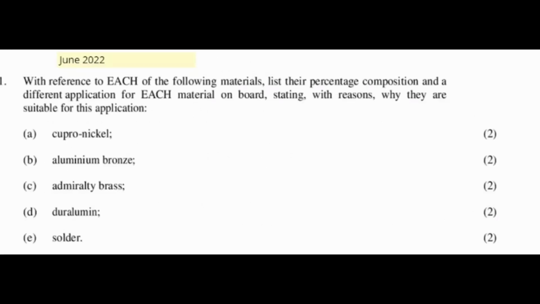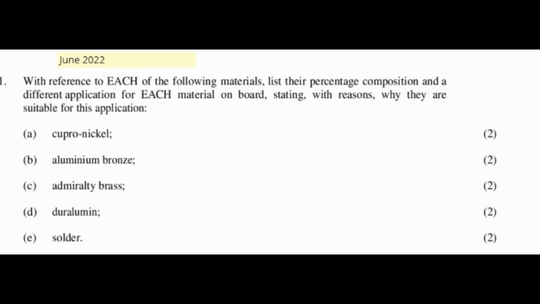With reference to each of the following materials, list their percentage composition and a different application for each material on board, stating with reasons why they are suitable for this application. Cupro-nickel, aluminium bronze, admiralty brass, duralumin, and solder.